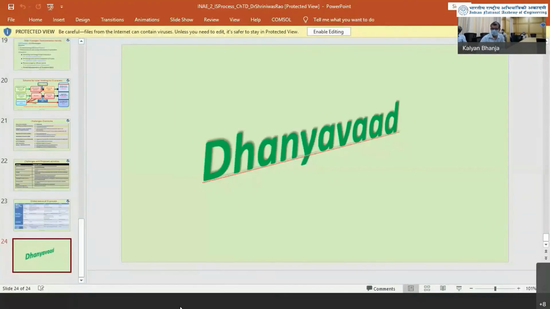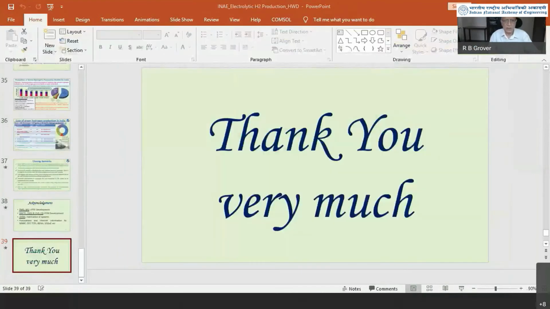Thank you, Dr. Shriniwas Rao, for taking us through the iodine sulfur process. I think it can be much more efficient than electrolyzers if developed fully, or rather when developed fully. So with this, we are also sticking to time, 15 minutes. Now let's go to the next speaker.